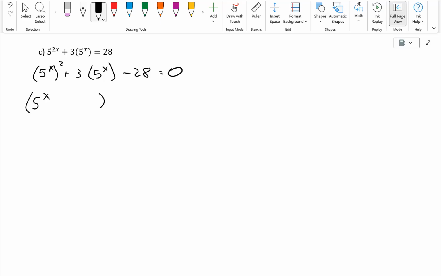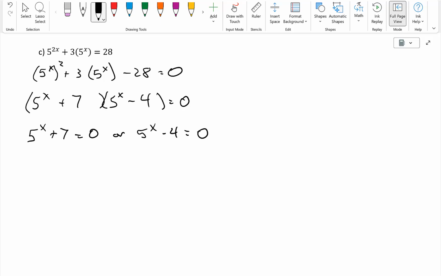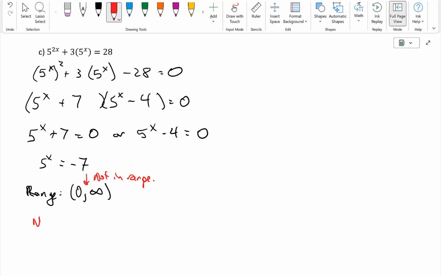So the 5 to the x is going to be our first term in both. And then we want a positive 7 and a negative 4 to multiply to the negative 28 and add to 3. That'll give us two options with our zero product property. 5 to the x plus 7 equals 0, or 5 to the x minus 4 equals 0. For the left one, we'd get 5 to the x equals negative 7. If you remember your range for those exponentials, it had to be from 0 to infinity. Negative 7 is not in that range. So we get no solution for this little mini equation.